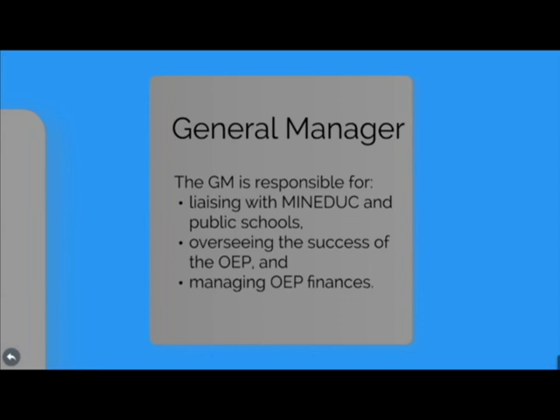The GM liaises with the Ministry of Education and the public schools involved in the program. The GM is less involved in the day-to-day operations in the program and more concerned with the overall success of the OEP. This includes, but is not limited to, finances, equipment allocation, and quality control for materials and OETs.